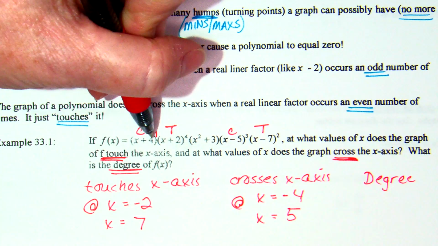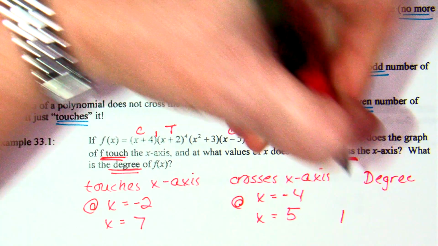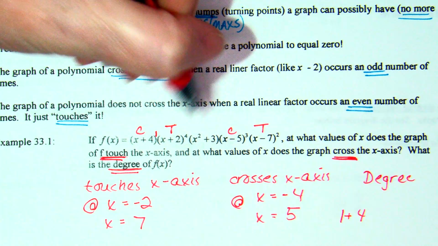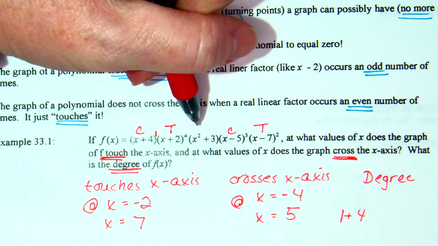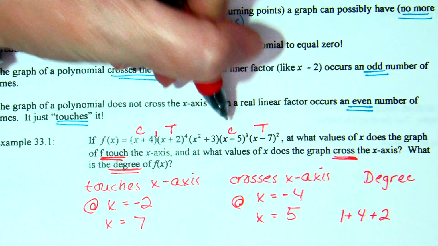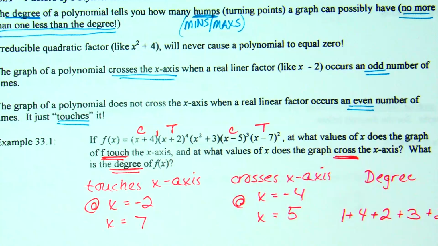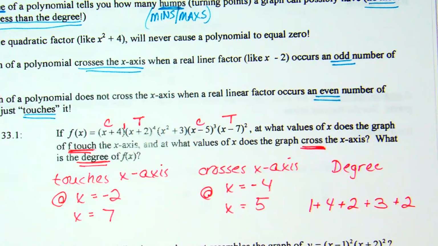x plus 4. What power or what degree does that represent? 1. x plus 2 to the 4th. What's that represent? 4. So there's a 1 and a 4. x squared plus 3. That's an x squared, so that does represent an x to the second. x minus 5 to the 3rd? 3. x minus 7 to the second? 2. Add those all up, and we have a degree of 12.